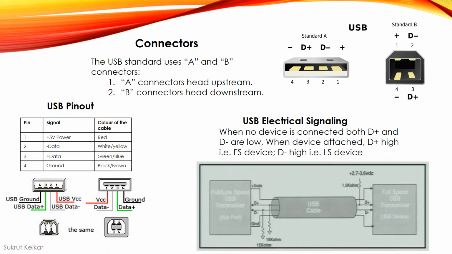USB electrical signaling. The USB is a serial protocol and physical link which transmits all data differentially on a single pair of wires. Another pair of wires provides power to the downstream peripherals. In the circuit diagram, we can see the two differential links which connect the hub port and the USB port.